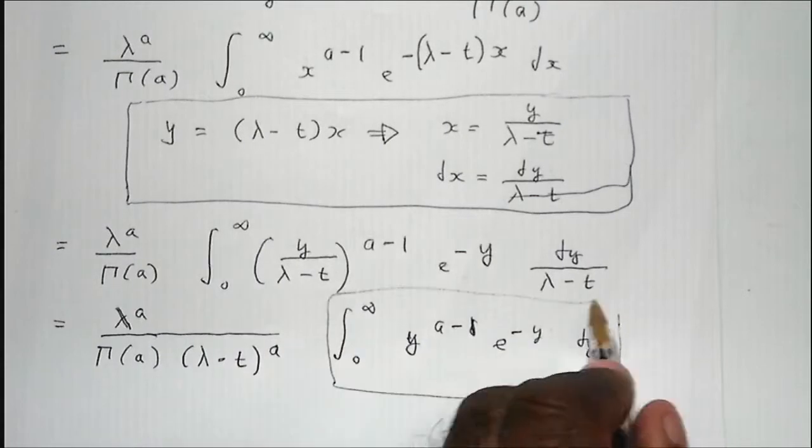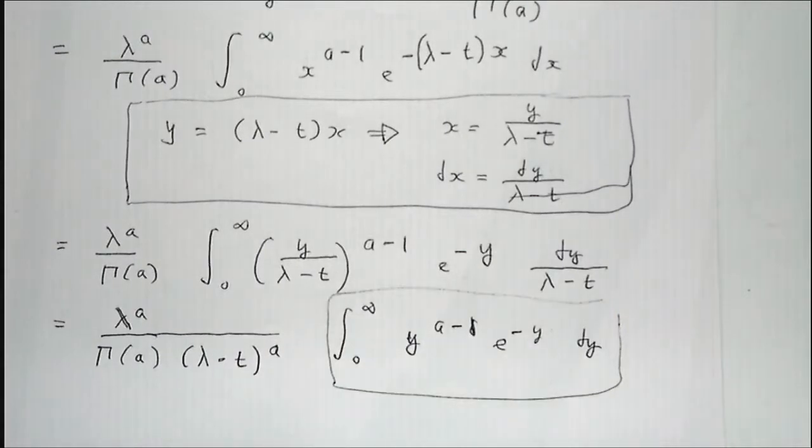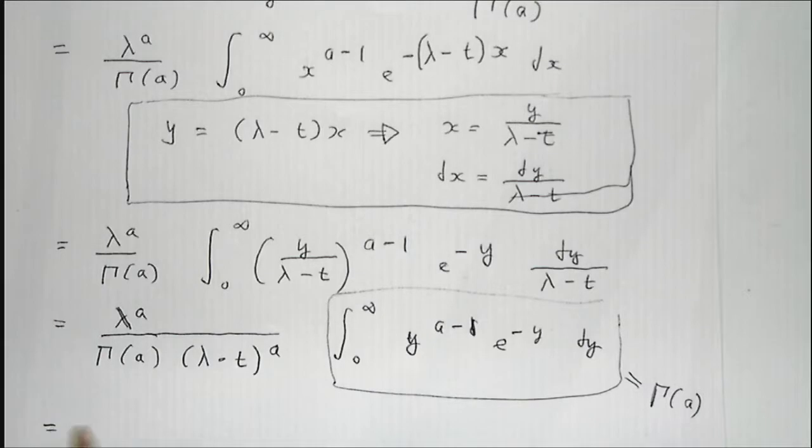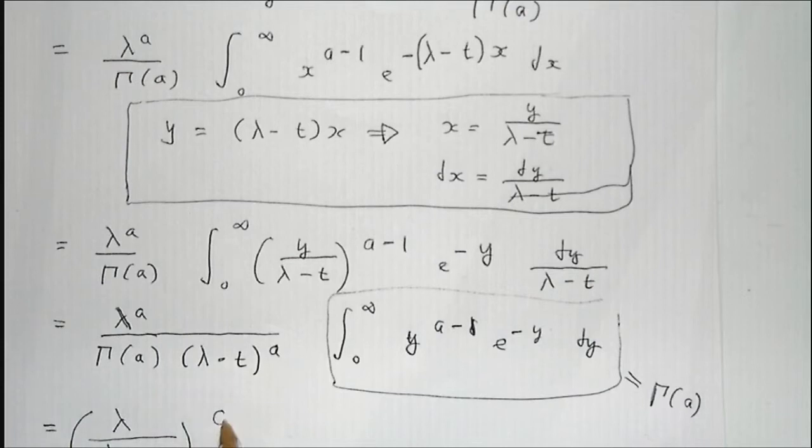this guy here, if you look at the definition, this is the definition of the gamma function, right? So this is the gamma function. This must be equal to the gamma function at A, okay? Because of this, right? And therefore, what you have is lambda by lambda minus t to the power A. So this is the MGF of a gamma random variable, okay? All right, guys.